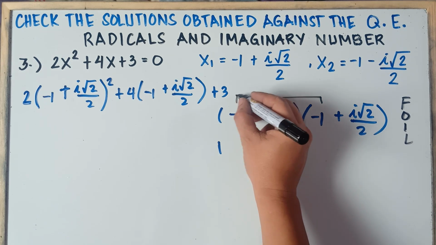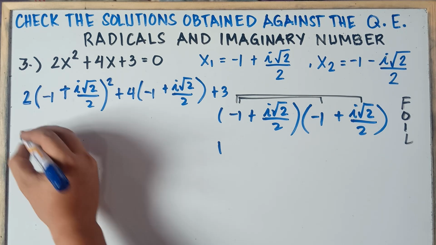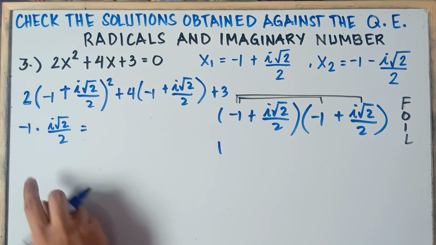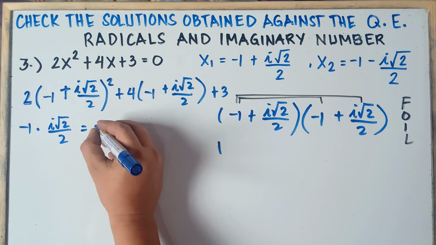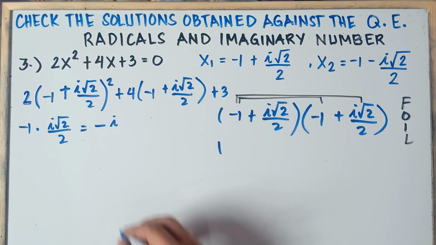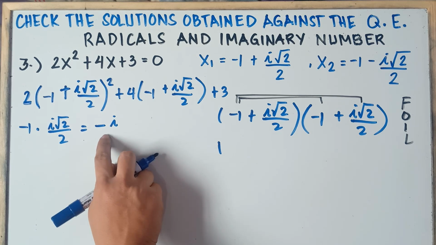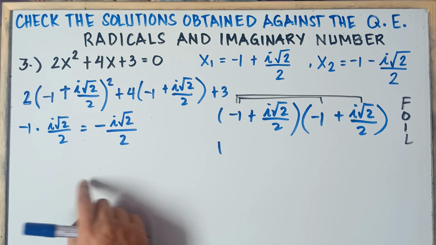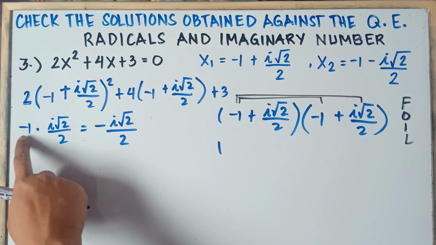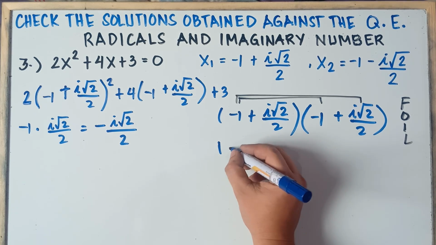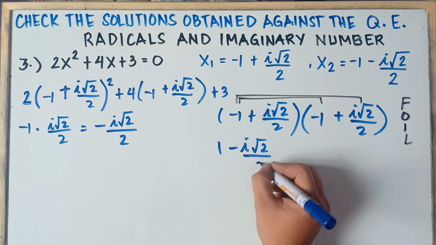Alright, and then outer, -1 times this expression. So -1 times i√2/2. So negative times positive, that's negative. And then 1 times this expression, simply copy this expression. Any expression, class, or any number multiplied by 1, the answer is the expression or the number itself. So copy -i√2/2. Once again, class, do it step by step. Negative times positive, that's negative. 1 times this expression, simply copy it. So there will be -i√2/2.